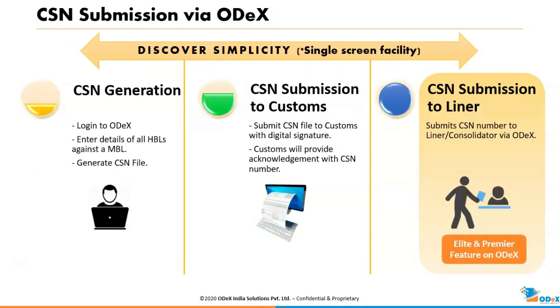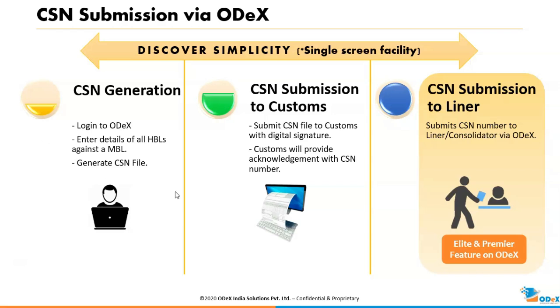So the facility which ODeX provides to the customer is the CSN submission via ODeX. It's a single screen facility for all the customers where they simply log into ODeX, enter all the details of all the HBLs against a single MBL with the help of the CSN generation, and then generate the CSN file. Next is CSN submission to the customs. Once your CSN file is generated, submit the CSN file to the customs with the digital signature. Customs will then acknowledge the CSN file with the CSN number. And then lastly, the CSN submission needs to be done to the shipping line, wherein the customer has to get that CSN number and then submit the same to the liners or the consolidators via ODeX.